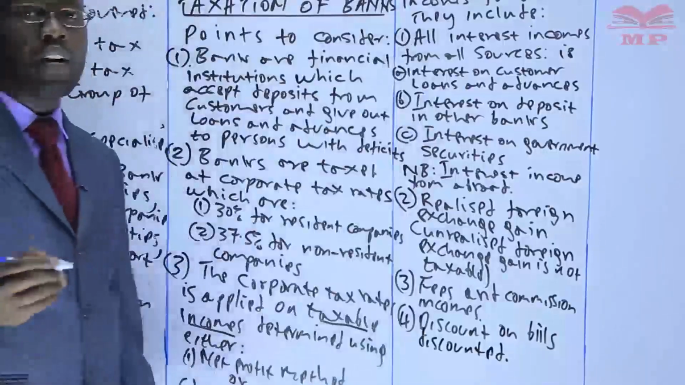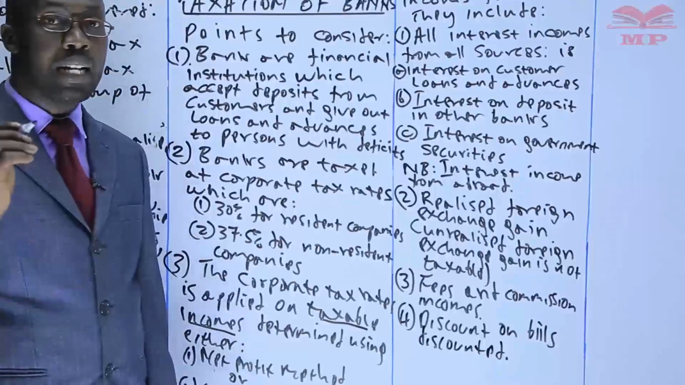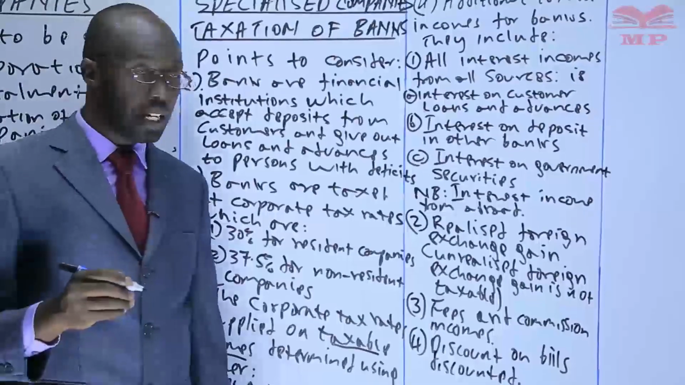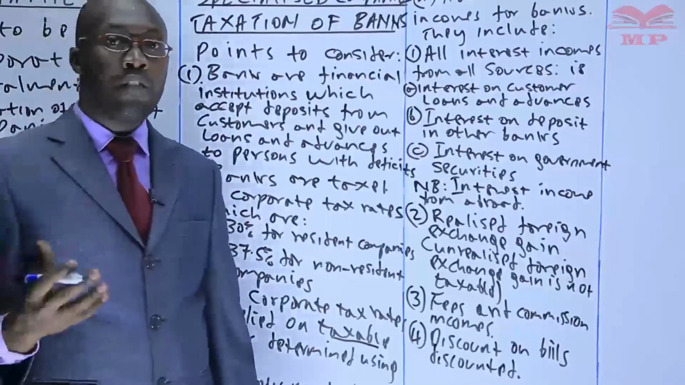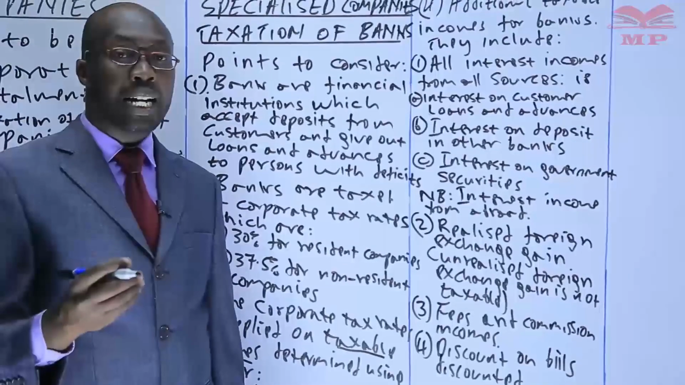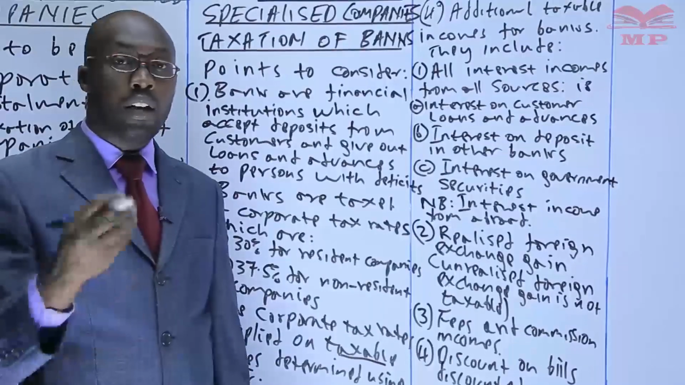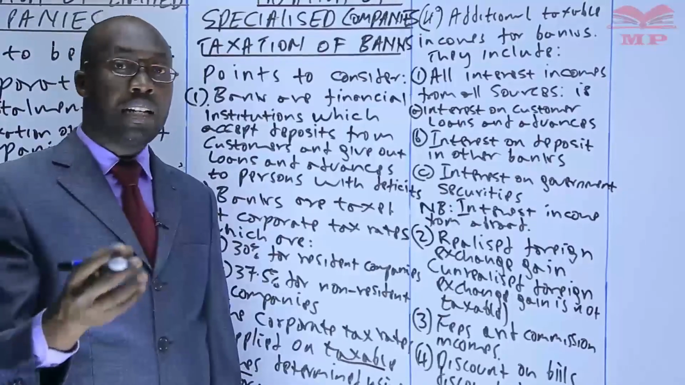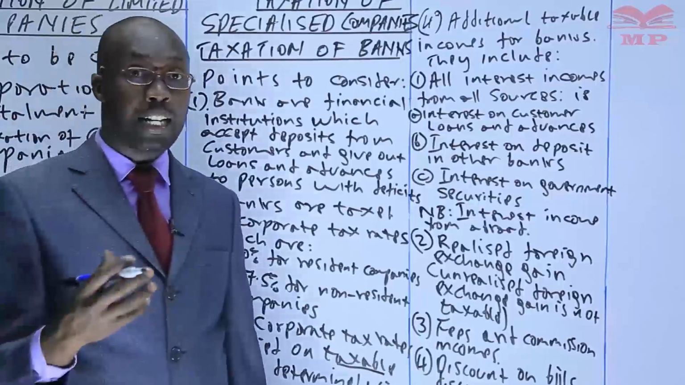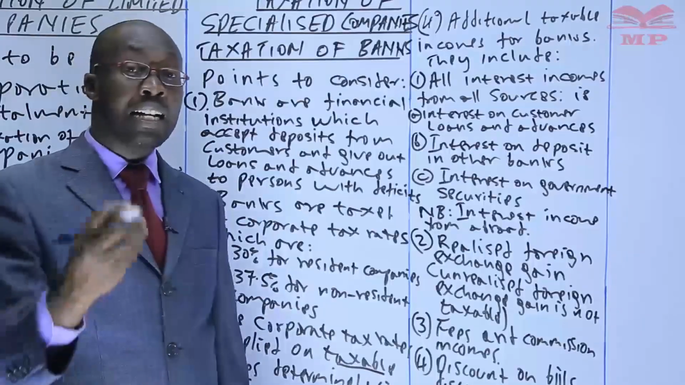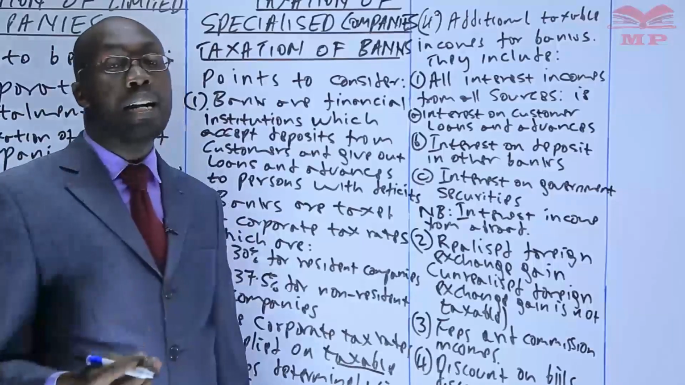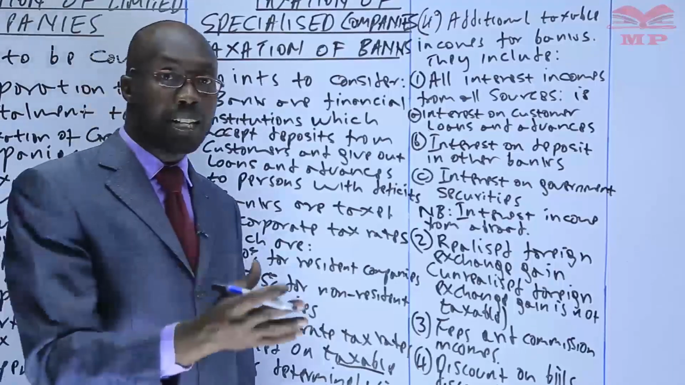Number 4, we have the discount on bills discounted. That is usually a taxable operating income for a bank. Now, how does the discount on bills discounted normally come across? If you are a customer of a bank and you are a business person, you can give a customer an invoice. An invoice is a bill, which means the customer is supposed to pay you in the future. Maybe the customer tells you that they are going to pay you in 6 months' time.